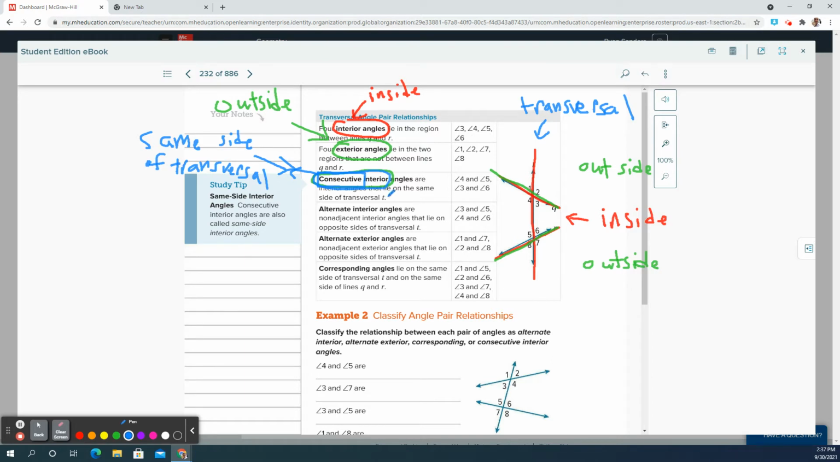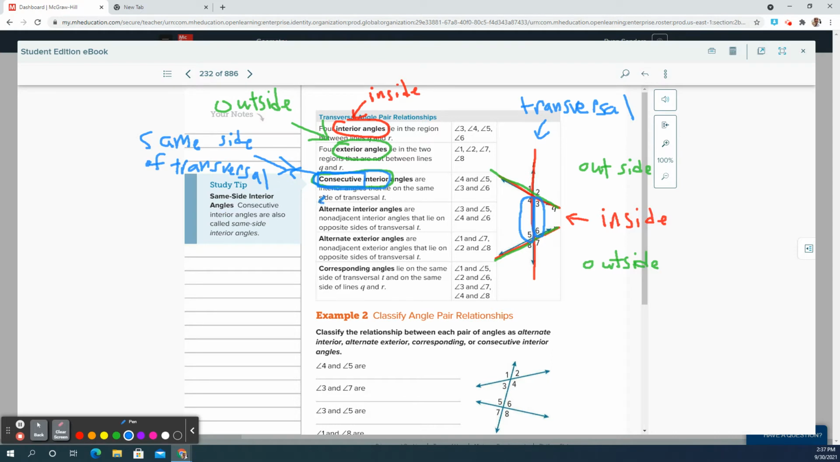So which ones are on the same side of the interior? Well, same side of the interior, 3 matches with 6. They're on the same side of the interior. And 4 matches with 5. They're on the same side of the transversal in the interior.